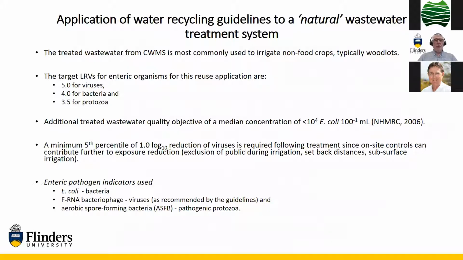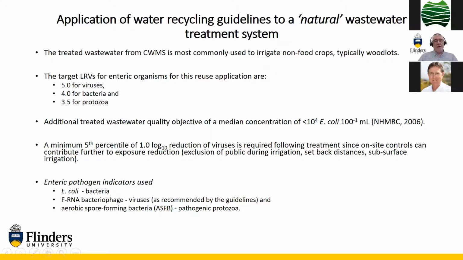and woodlots. And the target log reduction values that we're looking for in this application are 5 log reductions for viruses, because they can come in at 10 to the 6, 10 to the 7 per 100 mL, 4 log reductions for bacteria, and 3.5 for protozoa, things like Cryptosporidium and Giardia. And additionally for this, the guidelines stipulate that we have to have less than 10,000 E. coli per 100 mL. We don't use medians or means for the log reduction values. We use the 5th percentile.